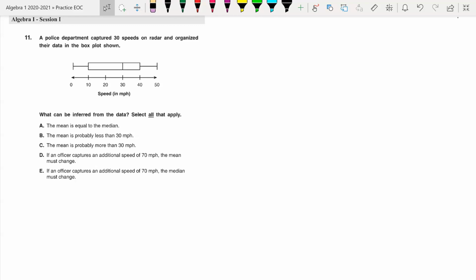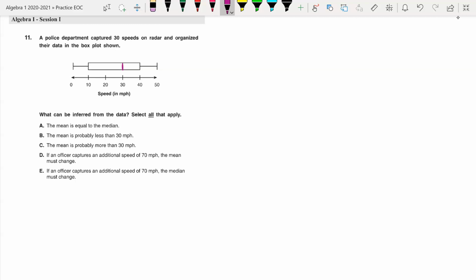Number 11, it says the police department captured 30 speeds on radar and organized the data in the box plot shown. So if we look at this, it says the mean is equal to the median. And I want to select all that apply. And if you look at this, the mean's the average, the median's the middle. Well, the middle is represented by that line right here. And so our mean and median are not going to be exactly the same because it's a little skewed. There's a difference of 10 inside the box and then 20, which means the middle is probably going to be somewhere else. So it's not A.